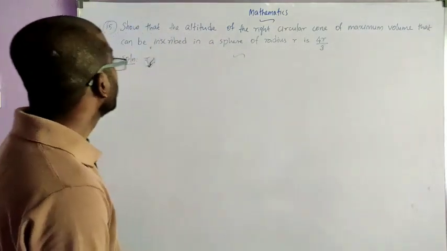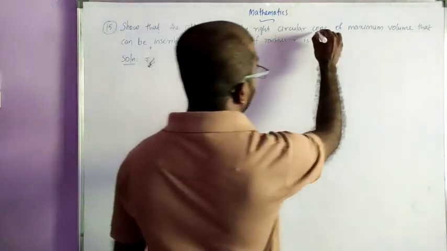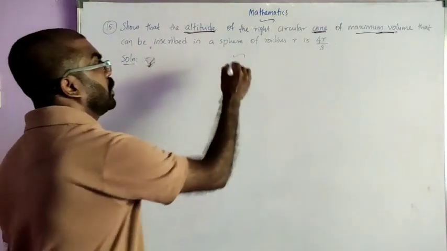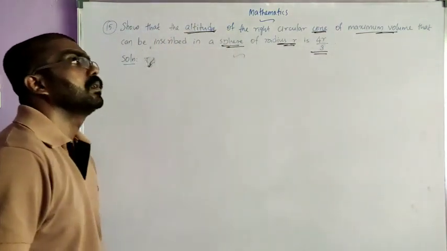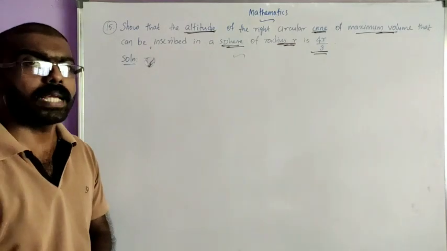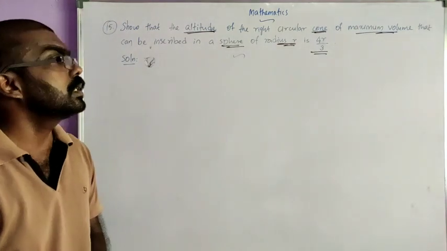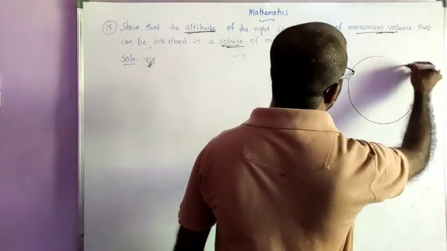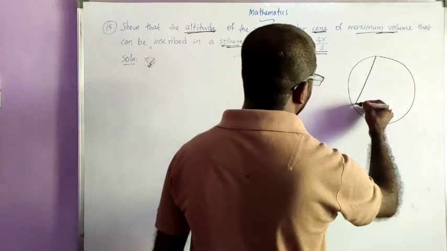Here the next question is, show that the altitude of a right circular cone of maximum volume that can be inscribed in a sphere of radius r is 4r by 3. So we have to prove the altitude or the height of a right circular cone of maximum volume that can be inscribed in a sphere of radius small letter r is 4r by 3. So we can draw a figure of a sphere, then a cone is inscribed in this sphere.